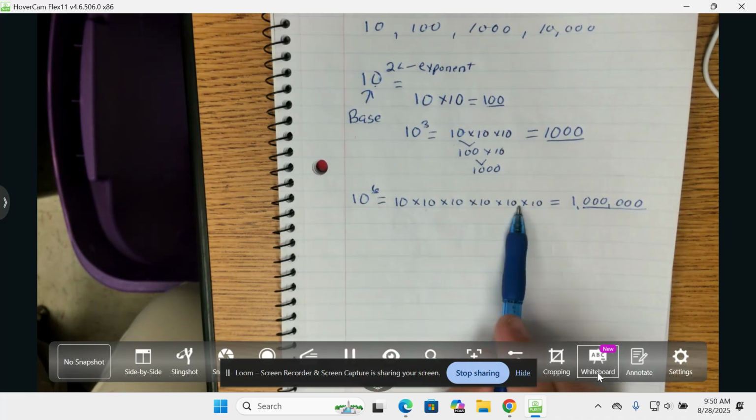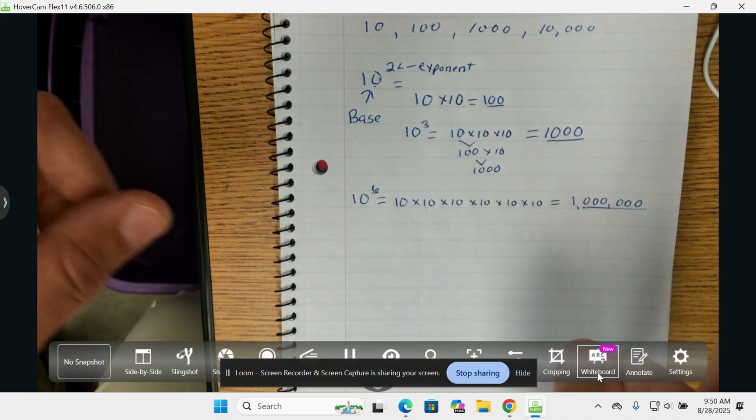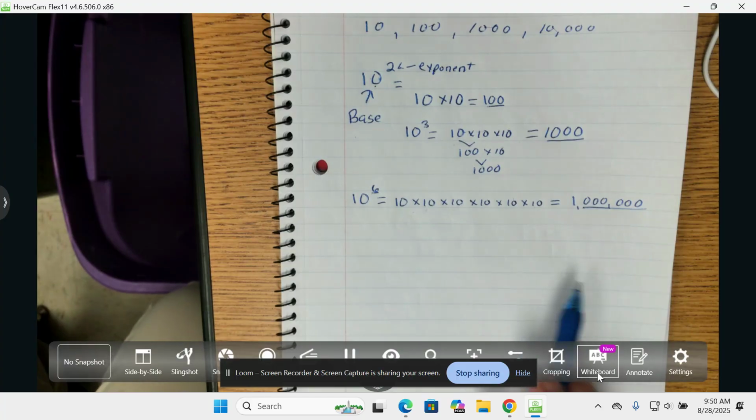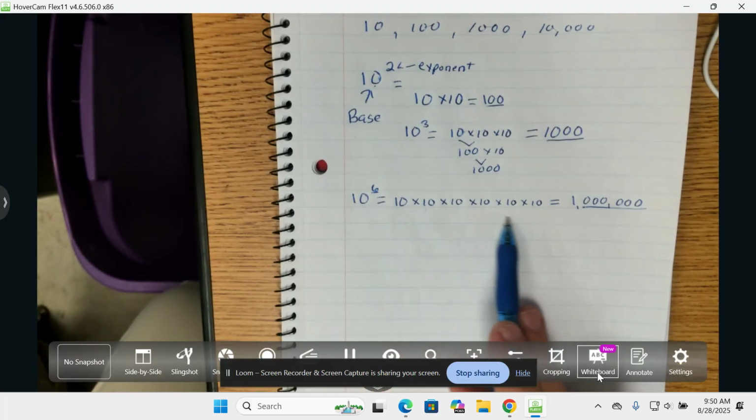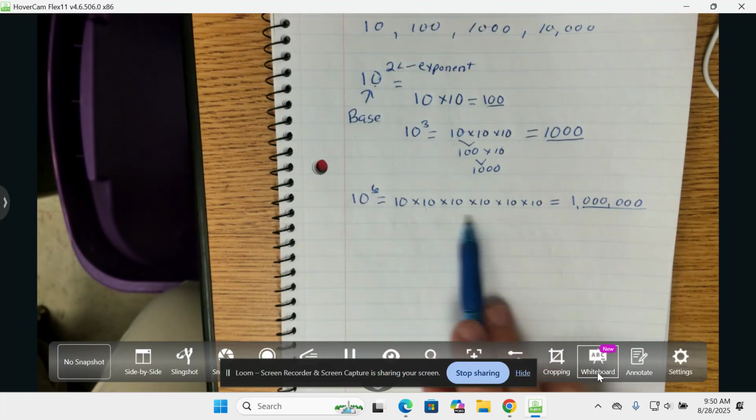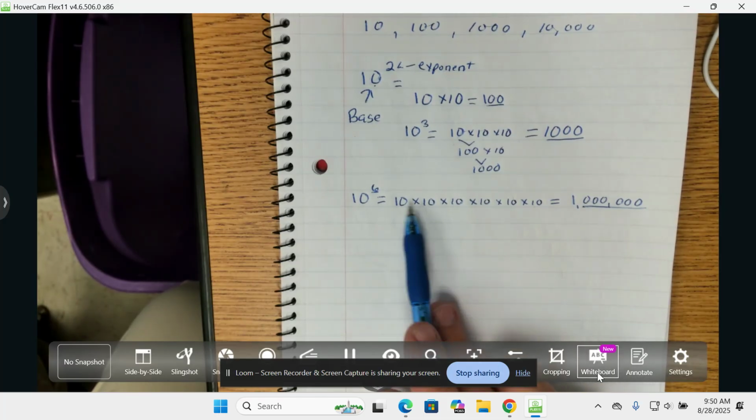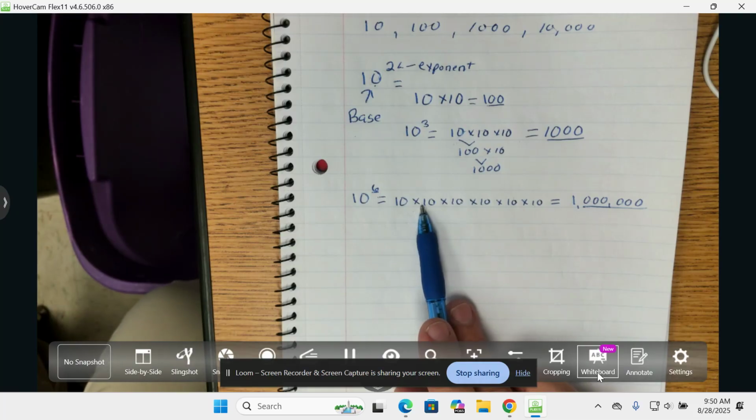So 10 to the 6th power is like, and I'm going to do my air quotes, adding a 0 every time I multiply by 10. Now, am I really adding a 0? No. I'm not. I'm multiplying by 10. And this only works with whole numbers.